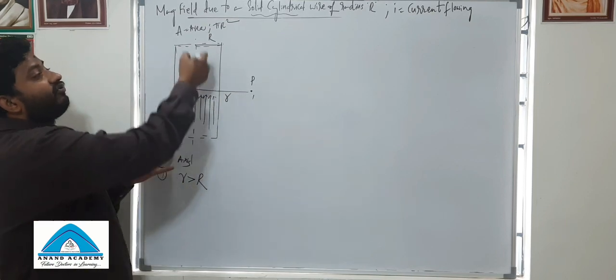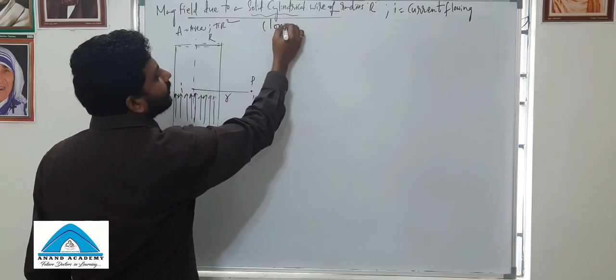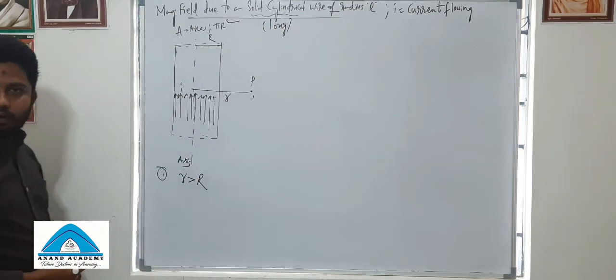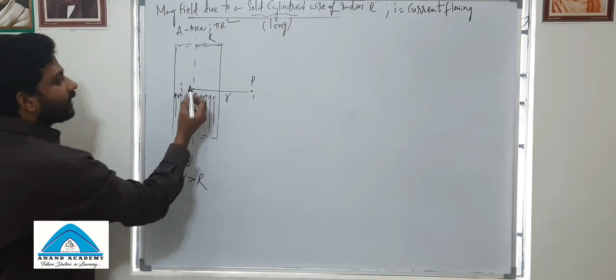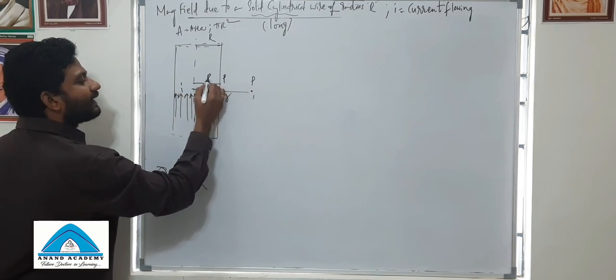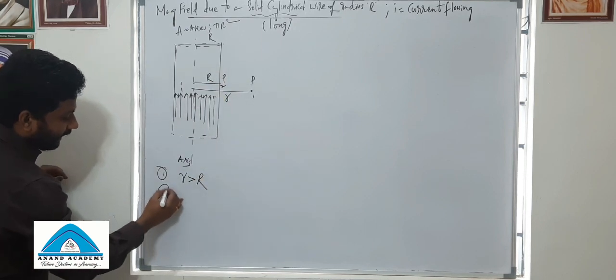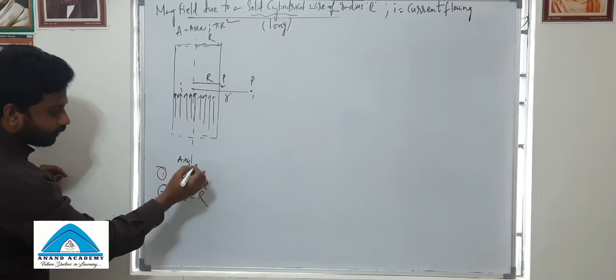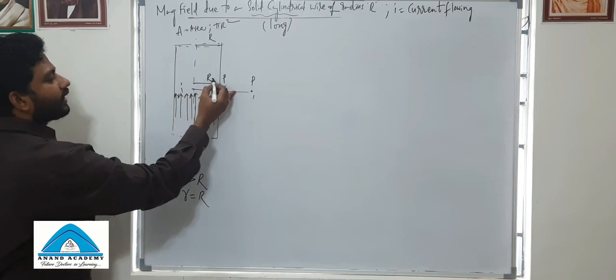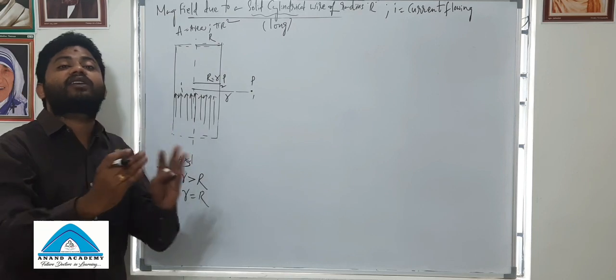this is an infinitely long solid cylindrical wire. So I am writing here, it's a long one. Now the second point I am taking from the axis to the point P is at a distance r. So in the second case, small r is equal to capital R, and that is my second point where we are going to find the magnetic field.